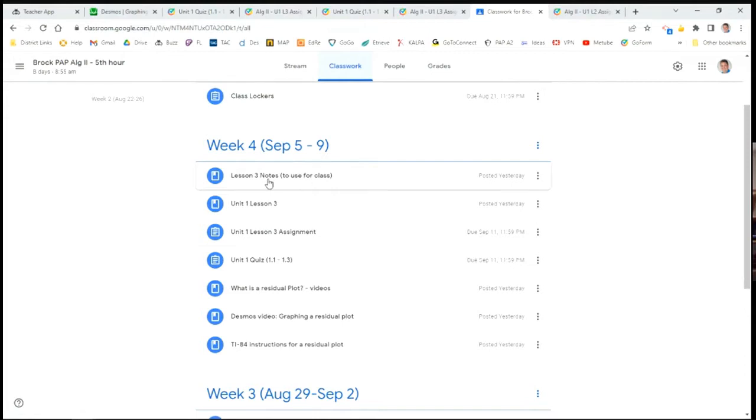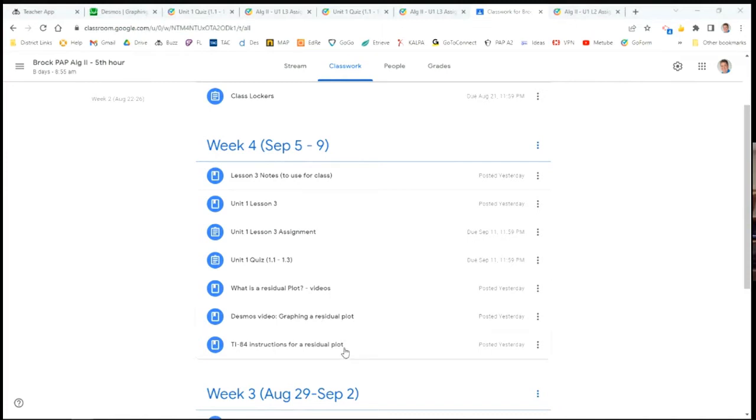All right, we've only got one lesson, but we also have a quiz this week. So we have the lesson 3 assignment and a quiz over the first 3 lessons that we've done here. So here's the notes to use for class. Again, if you have a printer, I try to put these in there where you can print off these notes, or if not, have a pencil and paper so you can write down notes, because you need notes for this. And then I have some extra information down here. I try to give you extra stuff.